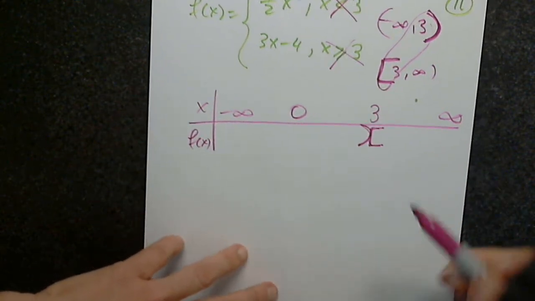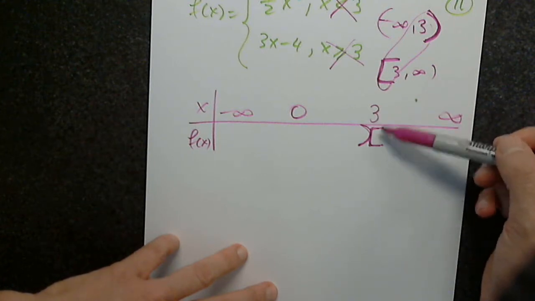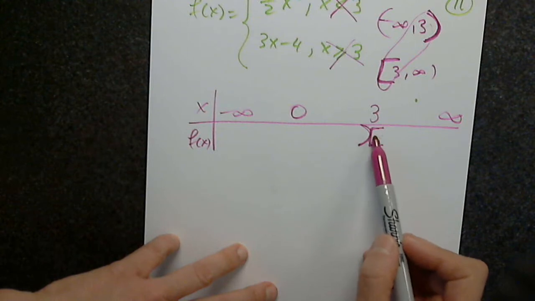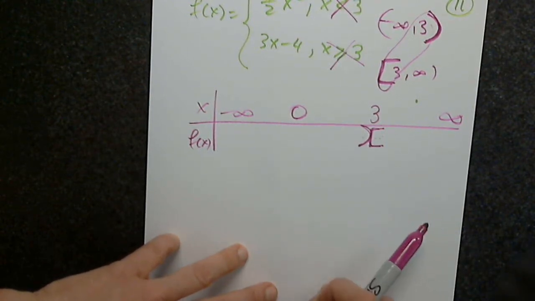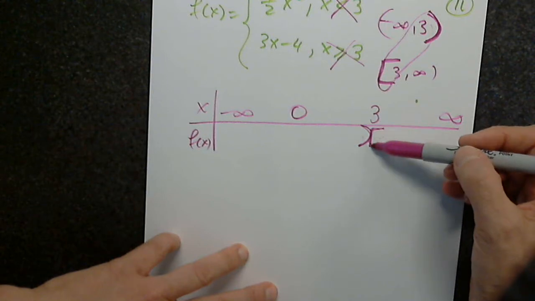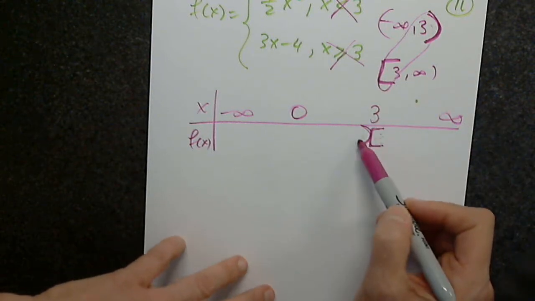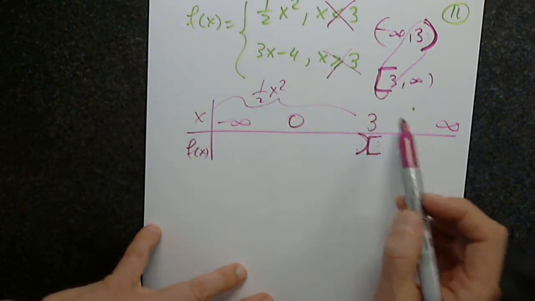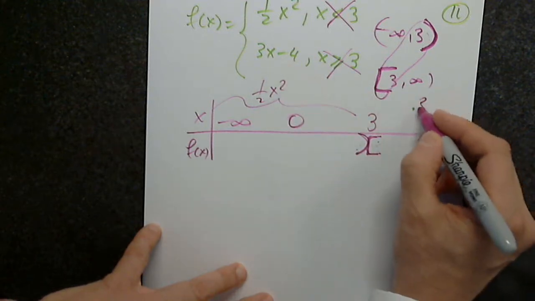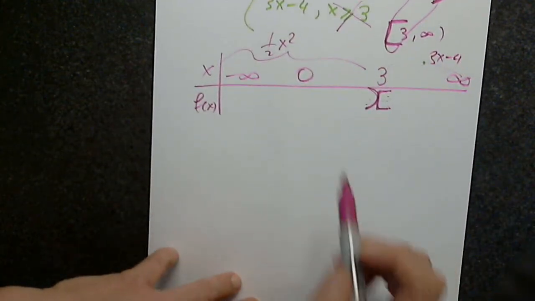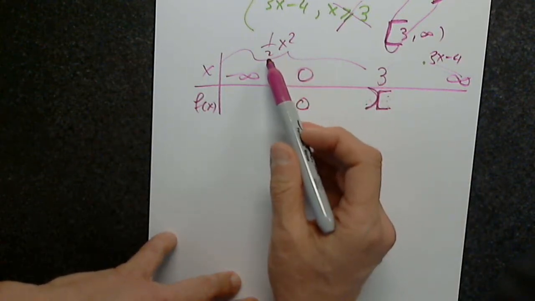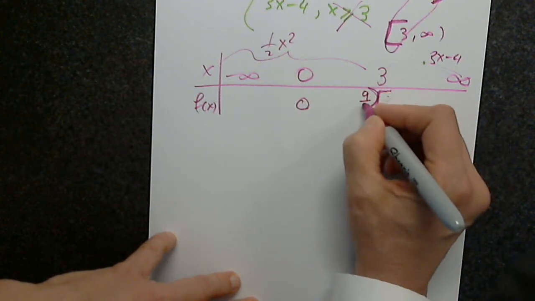Why do I use these symbols? Because they will signify that 3 comma this value will be a full point, and 3 comma this value will not. Now, if they are the same, if I get here 5 and 5, then it's a full point and it's done. But this will be a full point because it has the bracket, and this will be an open point. So this, for x less than 3, is 1/2 x squared. And this, for x greater than or equal to 3, I use 3x minus 4. So when I plug in 0, I get 0. When I plug in 3, that's ugly. It's 9/2.